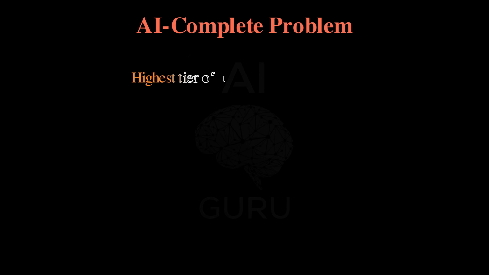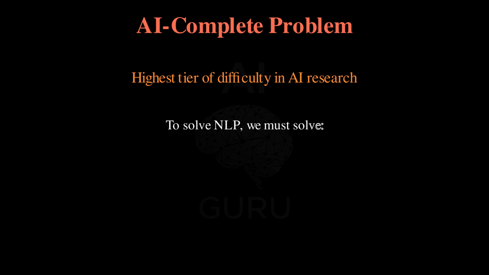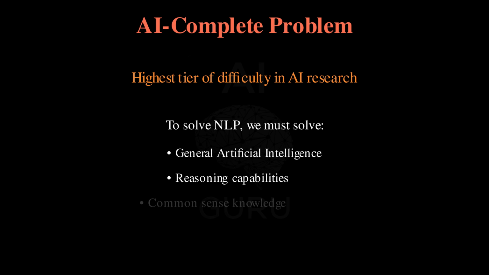Modeling language is considered AI complete. This is the highest tier of difficulty in AI research. It means that to truly solve the problem of robust, generalized natural language understanding, you must first solve the problem of general artificial intelligence itself. You need a system that can reason, store, and utilize common sense about the world.